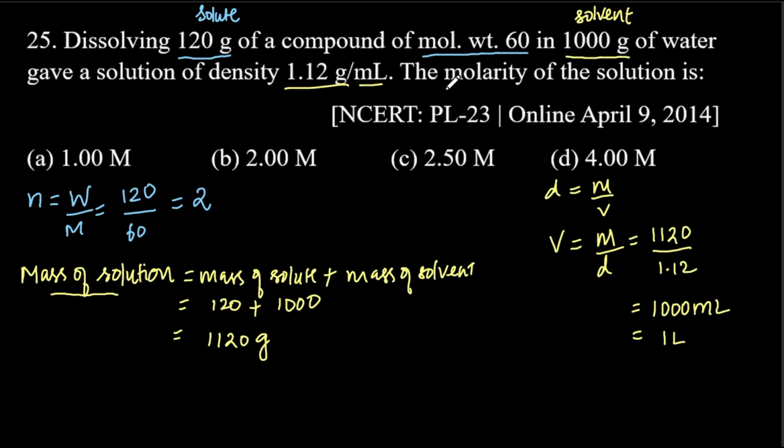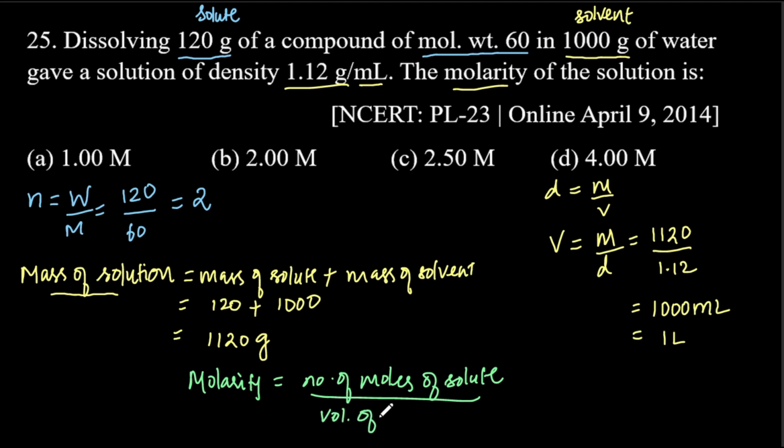In this question, what are we required to find? Molarity of the solution. Molarity is equal to number of moles of solute divided by volume of solution in liters. We have already found the number of moles of solute is 2, divided by volume of solution which is 1 liter. So 2 by 1 is 2 capital M. So the answer is option B.